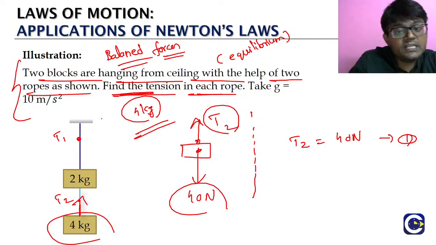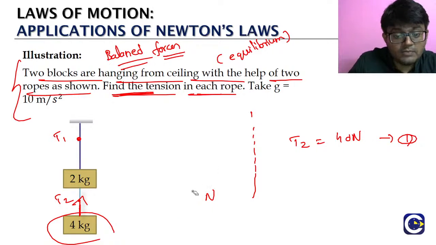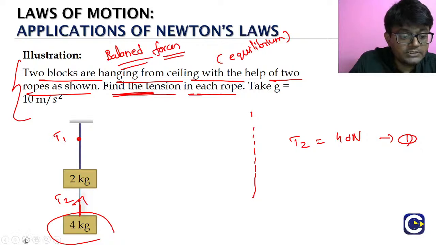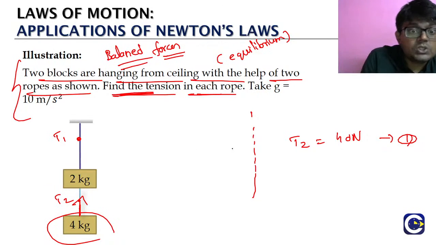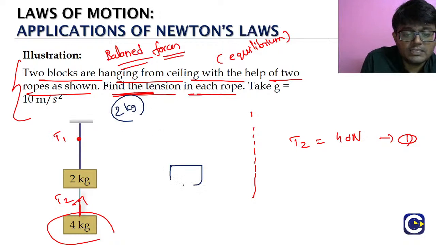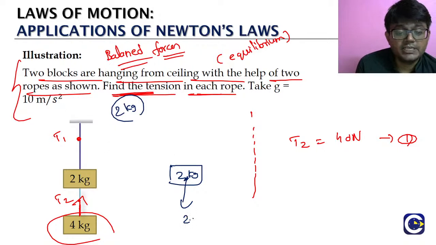Then what? We have to find the tension in the first rope also, right? For that, what are we going to do? We are going to look at the free body diagram of the 2 kg block. Let this T2 value stay as it is. So look, the free body diagram of the 2 kg block. What is the weight of the 2 kg block? 2 into g, which is 20.